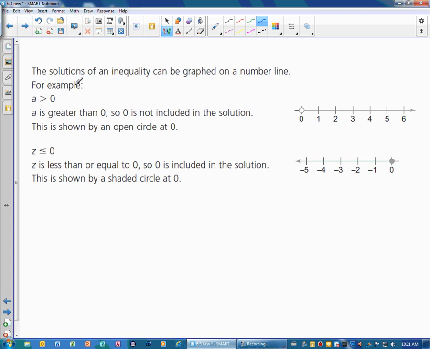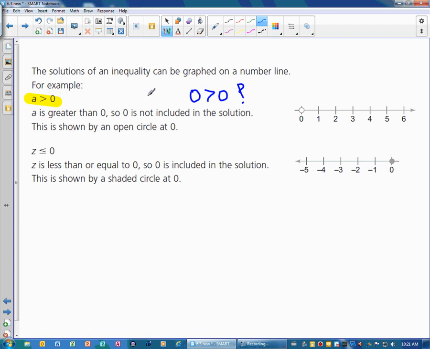Okay, so now it says the solutions of an inequality can be graphed on a number line, kind of like what I was doing. And the first example that we're going to go over here is a is greater than 0. So 0 is not included in this solution. Let's go over that sentence. 0 is not included in the solution of a greater than 0. So let's think about that. Is 0 greater than 0? Well, no. 0 is equal to 0, but it's not greater than. So 0 is not part of the solution.